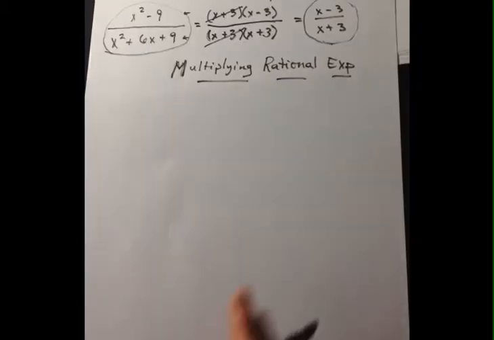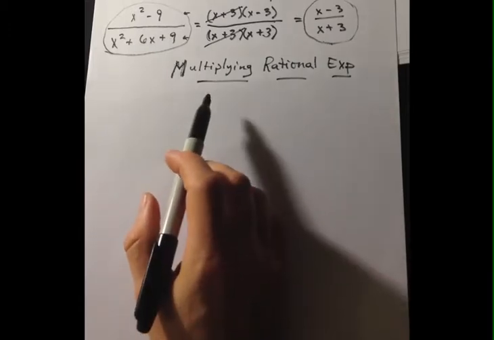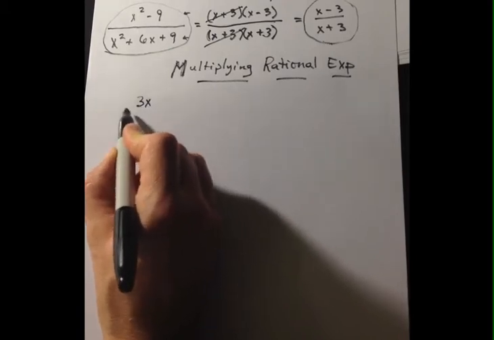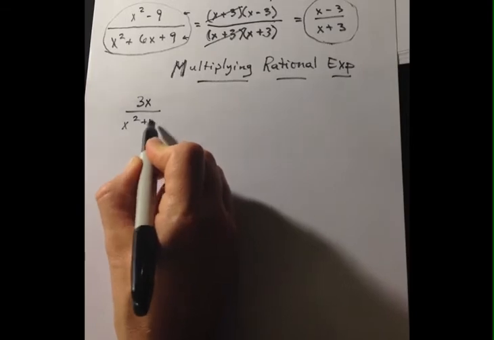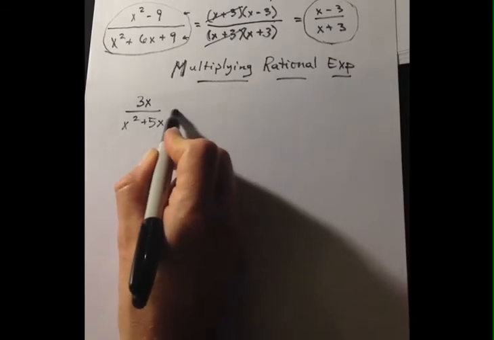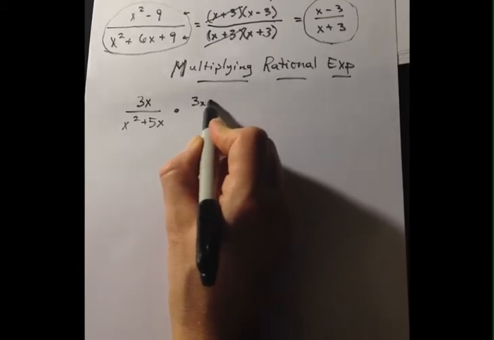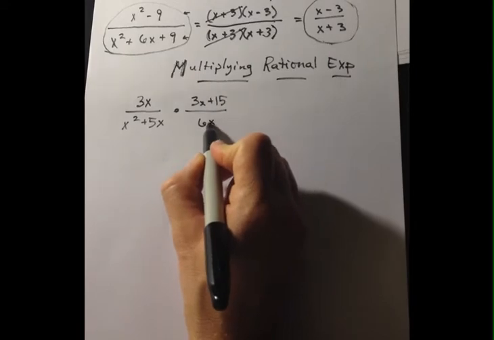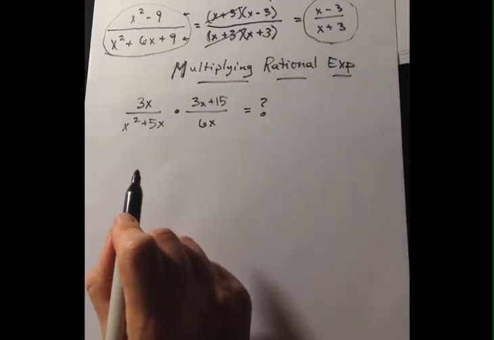The next thing I want to talk about is multiplying rational expressions. For example, say we have 3x over x squared plus 5x times 3x plus 15 over 6x. And I want you to multiply that out.